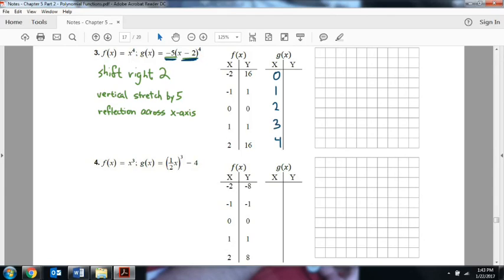So 16 times negative 5 is negative 80. Which we're really going to have to scale this sucker. 1 times negative 5 is negative 5. 0 times negative 5, well, that's still 0. 1 times negative 5, that's negative 5. And then negative 16 times negative 5, again, is negative 80. So we're not going above 0. So again, I'm going to put my x-axis all the way up here. And left and right, we're only going to go to 4.